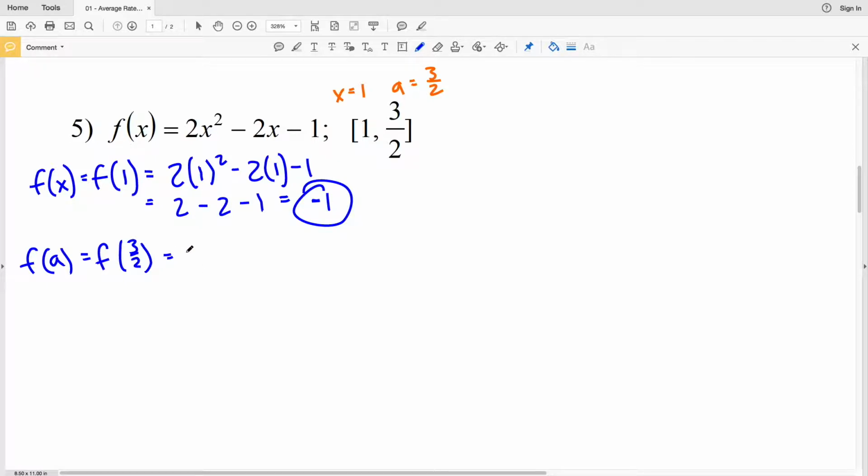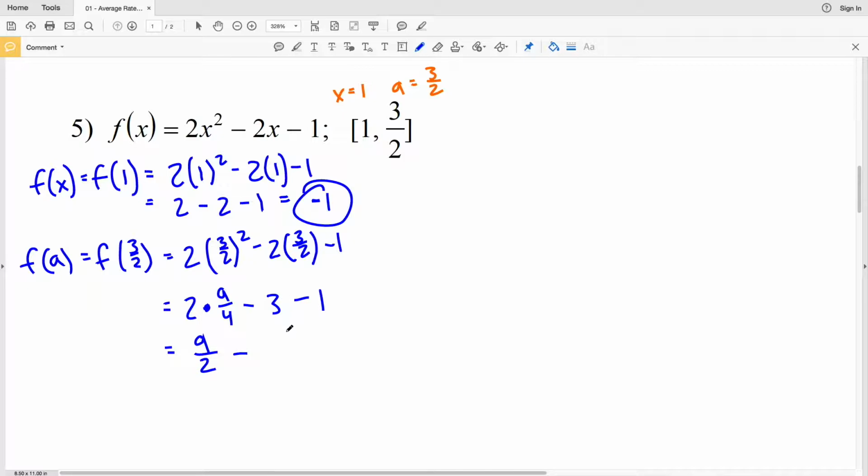So I'm going to plug 3/2 in, so I'll have 2 times 3/2 squared minus 2 times 3/2, and then minus 1. 2 times 3/2 squared is 2 times 9/4, because 3 squared is 9, and 2 squared is 4, and I'll be subtracting 2 times 3/2, which 2 will cancel out with 2 in the denominator, so that will be minus 3, and then we're subtracting 1. 2 times 9/4, that 2 will cancel out with 2 in the denominator, so I'll have 9/2, or I can simply multiply that out to get 18/4, which simplifies down to 9/2.